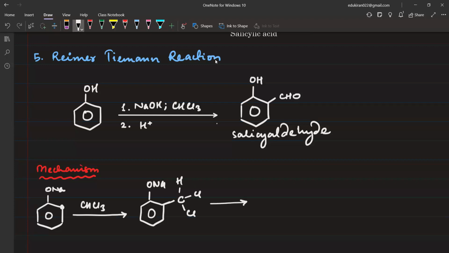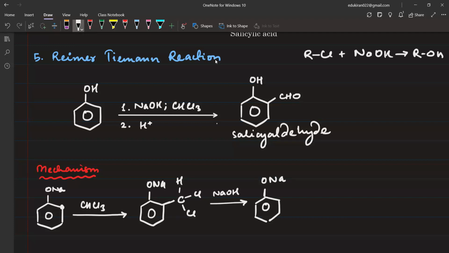After this, in the presence of NaOH, NaOH is still there, so it will react with what? You have done this reaction, RCl plus NaOH will give you ROH. So here we have a carbon atom and chlorines. These chlorines will be replaced by OH and OH. You have two chlorines, so both will be replaced by OH. So you have ONa as it is, and now you will have carbon with one hydrogen, and here you will have OH and OH.